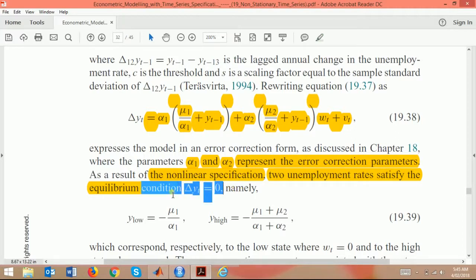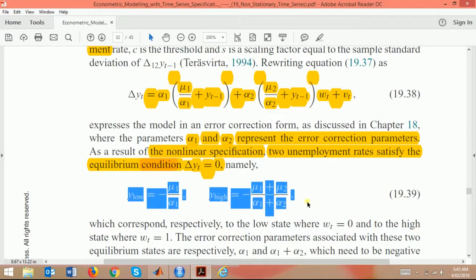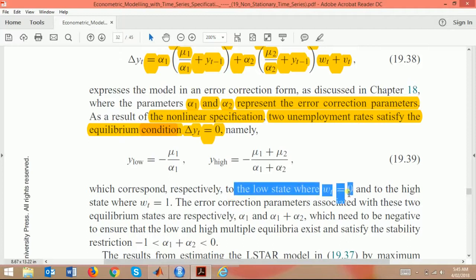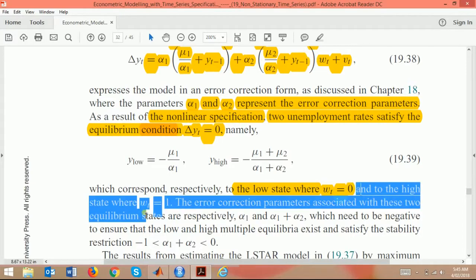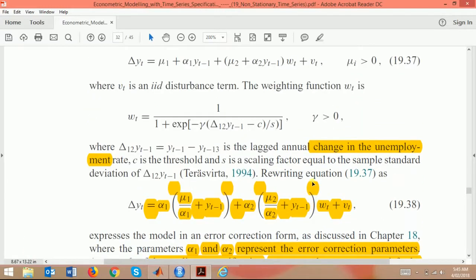So in equilibrium condition, when there is no change, when delta yt, the lagged annual change of unemployment rate, is set to 0, we have y low, which is mu1 minus alpha 1, and y high, which is mu1 plus mu2 by alpha 1 plus alpha 2, which is basically the maximum and the minimum of our y's, which correspond respectively to the low state where the weighing function is 0, and to the high state where the weighing function is 1. Very simple, right? So first we have the equation and we have the weighing function.